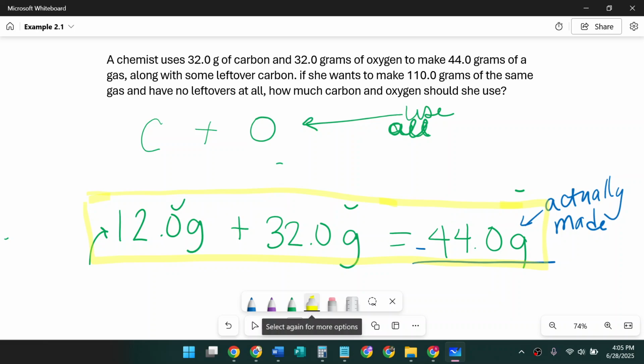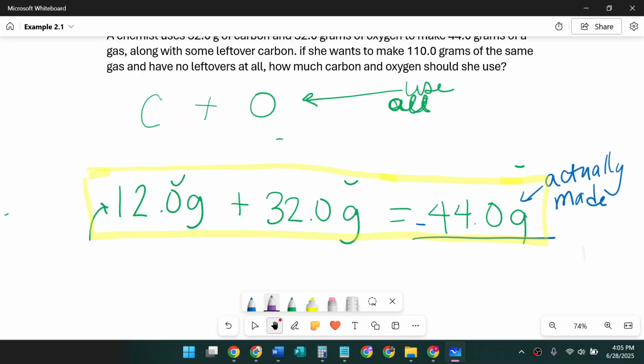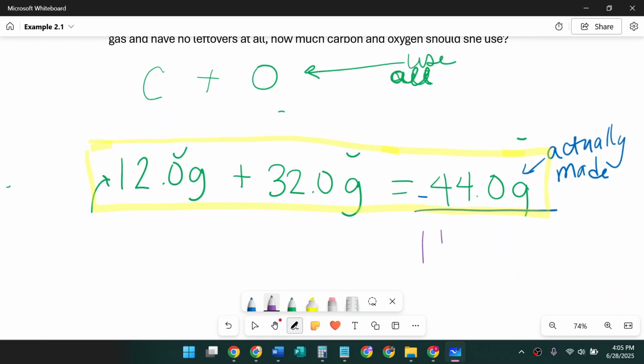Okay, so moving forward, now we're ready to solve the actual question. So if she wants to make 110 grams of the same gas and not have any leftovers, how much carbon and oxygen should she use? So we want 110 grams. So this is what we want.